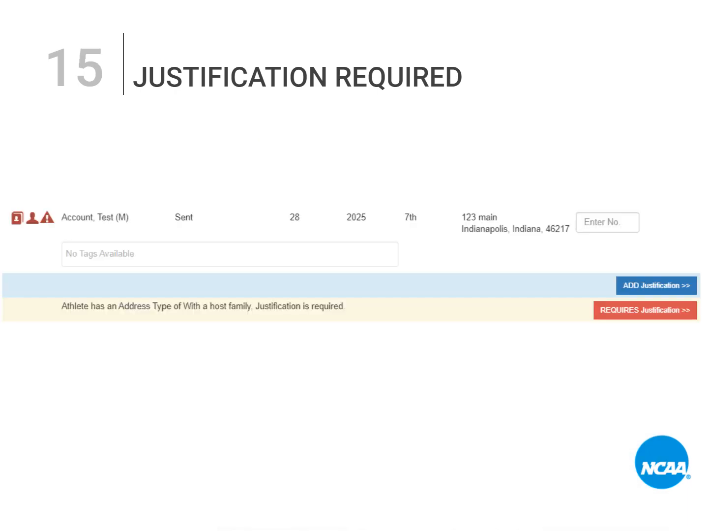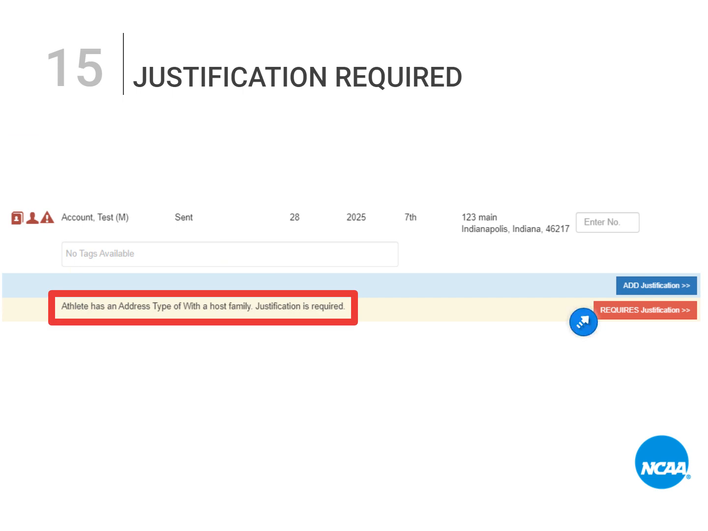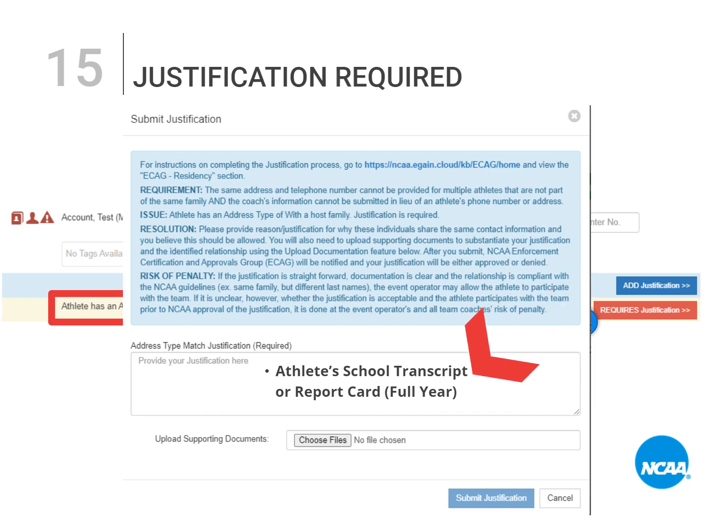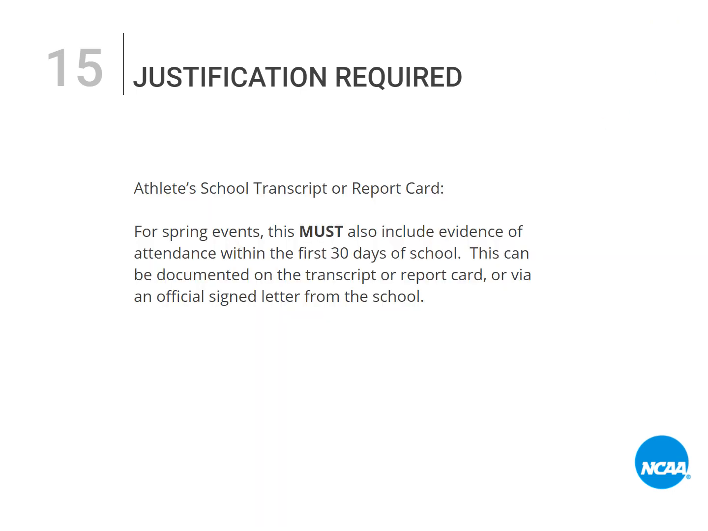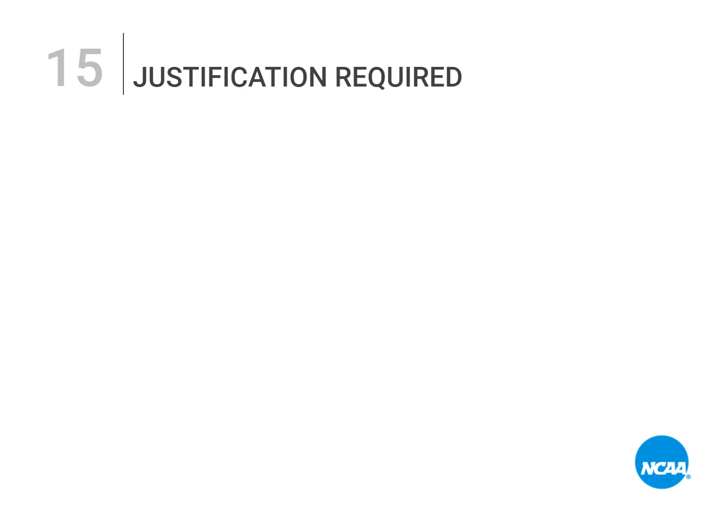If the athlete selected lives at a boarding school or lives with a host family in the same locale as the school they are attending, the coach must provide school transcripts or report cards showing the athlete's attendance for a full year. Again, for spring events, this must also include evidence of attendance within the first 30 days of school. The required transcript, report card, or letter from the school signed by a school official, or for non-U.S. athletes, their I-20 or visa may be all that is needed to document this date.